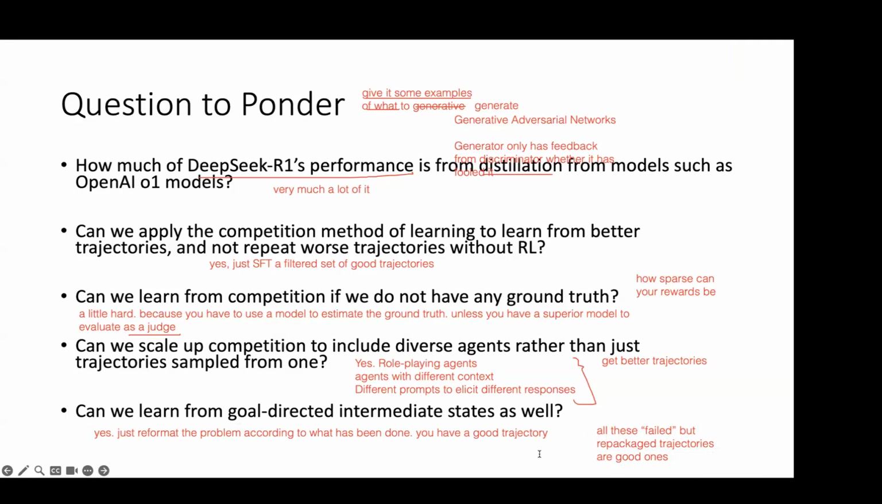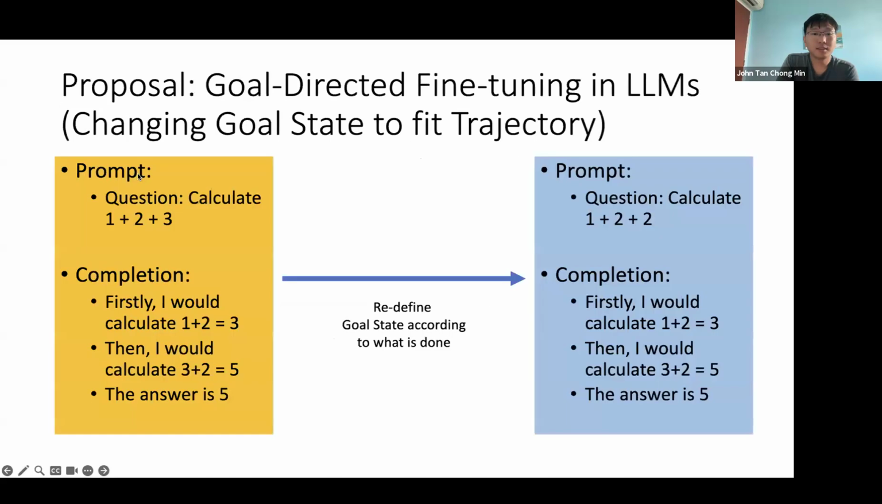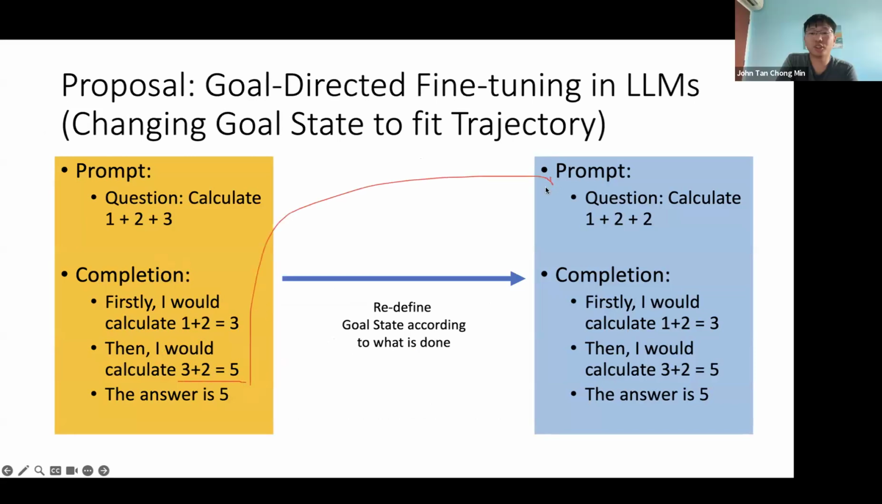So sorry, what do you mean by fail but reach the goal state? Oh, if you look at the previous slide, here we made an error. We actually calculated the wrong answer. Oh, I see. The intermediate. Yeah, but you can repackage the question as what you have done.